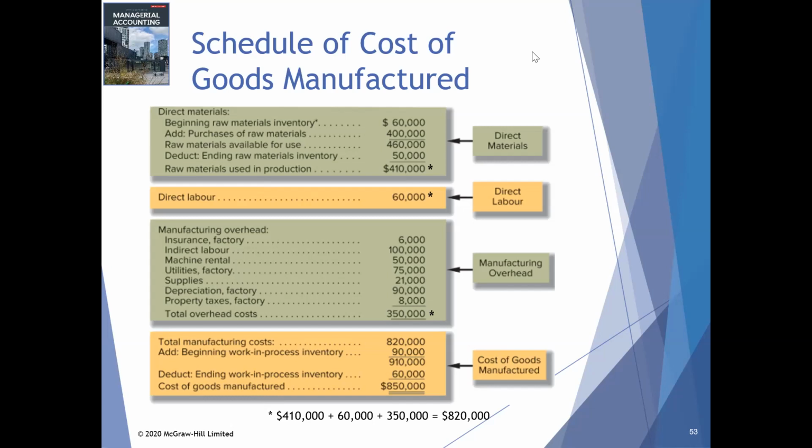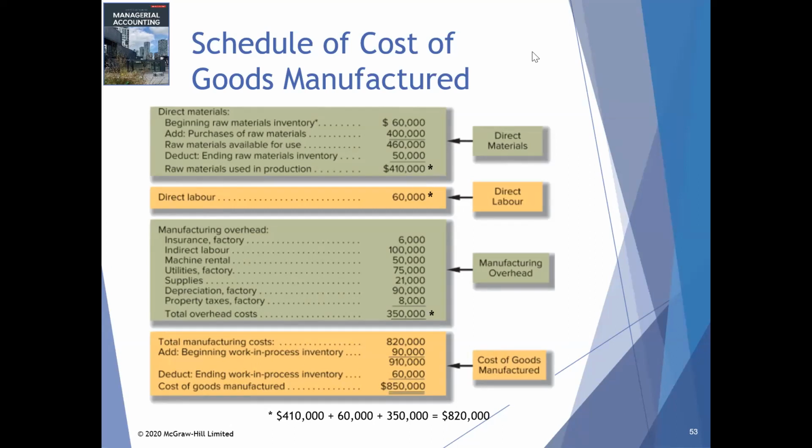Then manufacturing overhead. If we talk about manufacturing overhead, keep this in mind: these are the overheads which are specifically related to the manufacturing of the goods, specifically related to the factory. Insurance of the factory, not insurance of the office. Indirect labor, machine rental, that we bought some machinery. Utility of the factories, meaning electricity bill and water supply bill for the factory. Supplies for the factories, right? Depreciation of the factories. Property taxes for the factories, not for the office or something, for the factory.